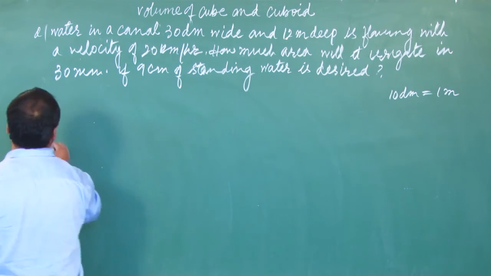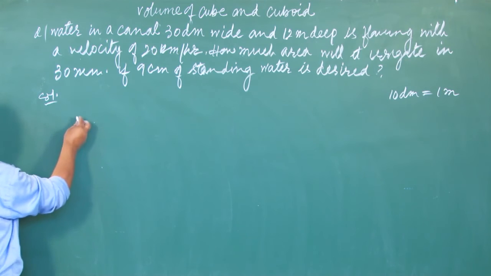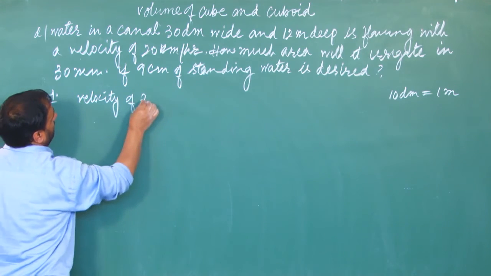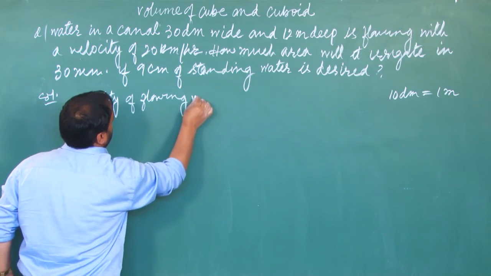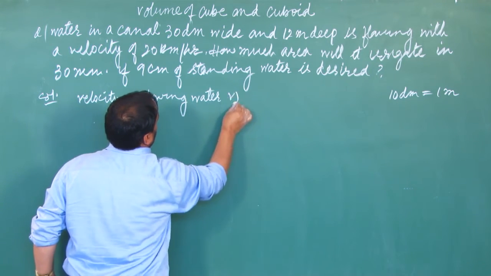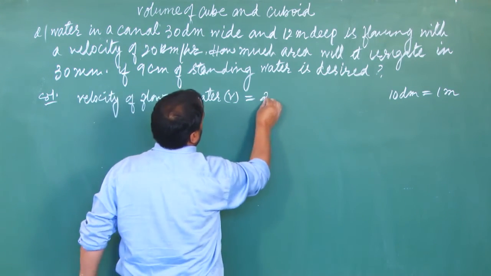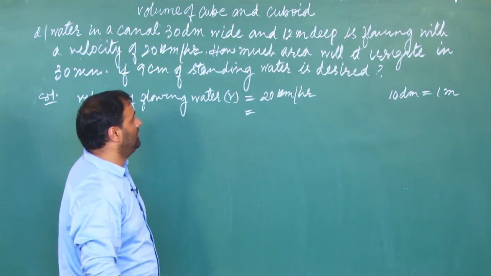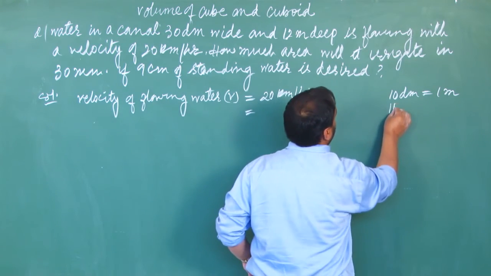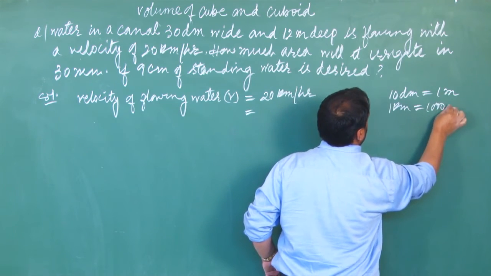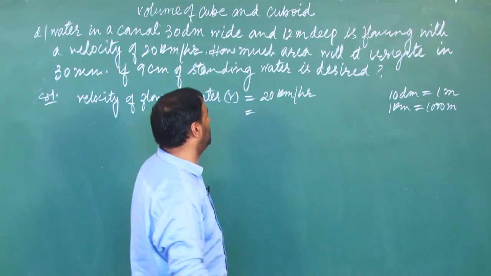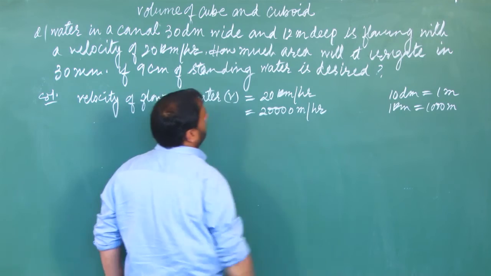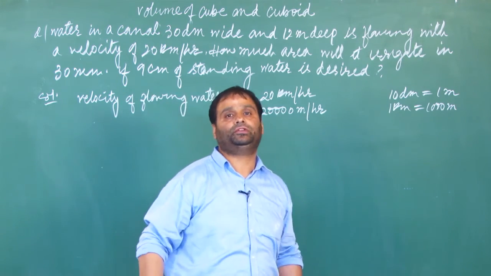How can this question be done? Now take the speed or the velocity, means same thing. Velocity of flowing water is 20 km per hour. Now change kilometers into meters. 1 kilometer is 1000 meters. So 20 kilometer is 20,000 meters per hour. Now this water flows for 30 minutes.